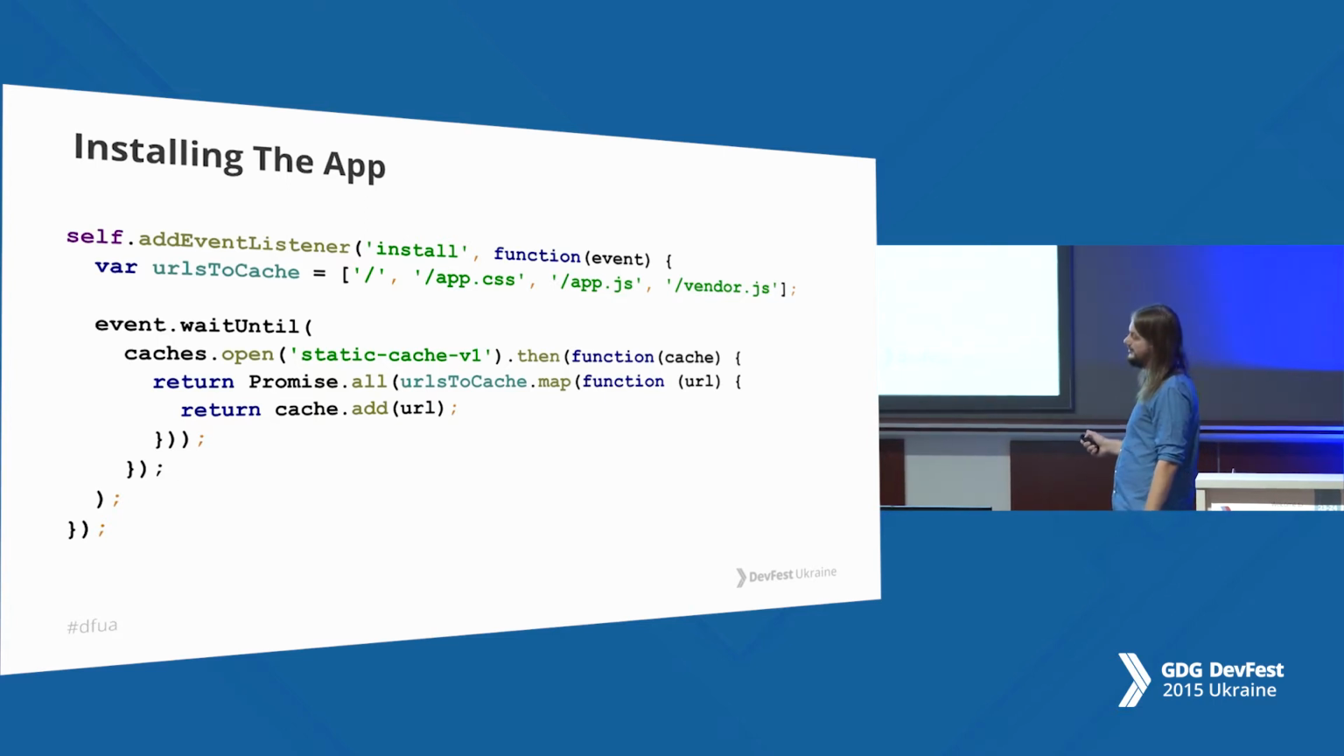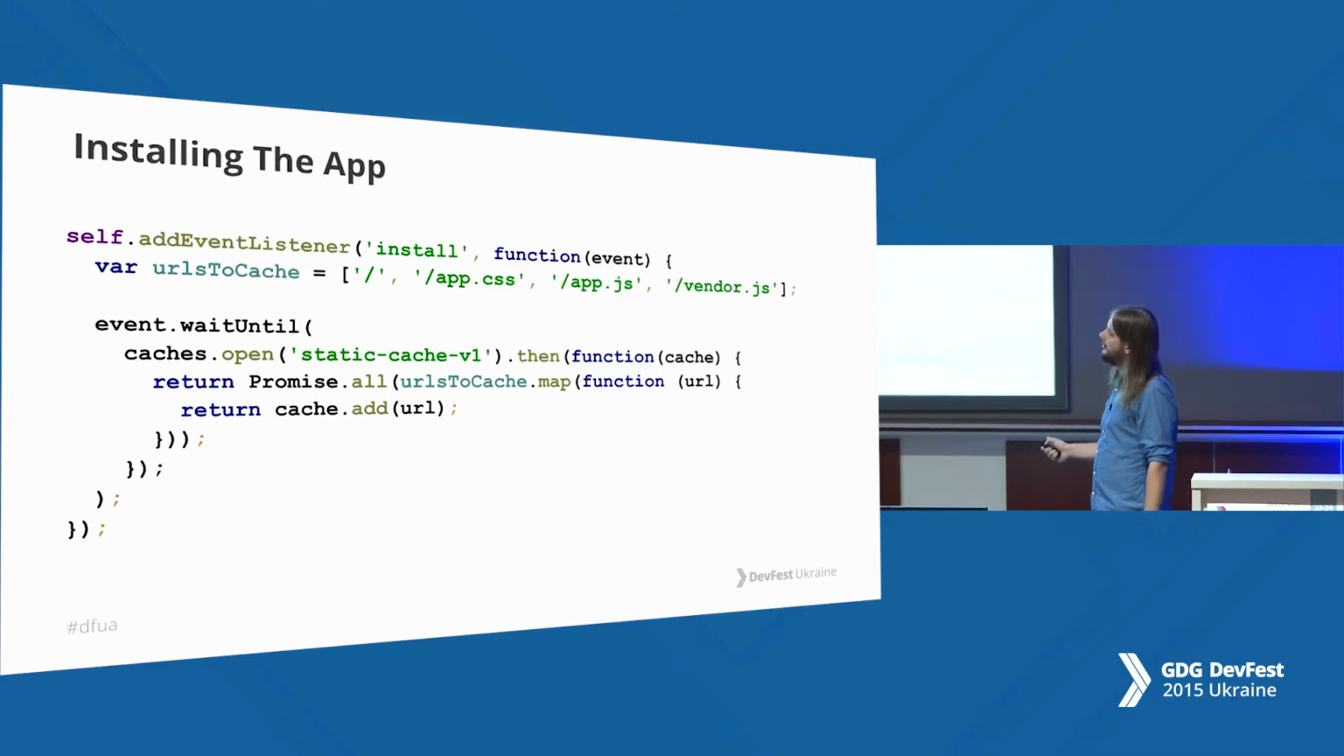And you add an event listener. It's a special event, install. It's from the service worker lifecycle I was talking about before. So on the install event, you pass a function, you pass a list of URLs you need to cache, and what do you do next? You see this event that came here to install?